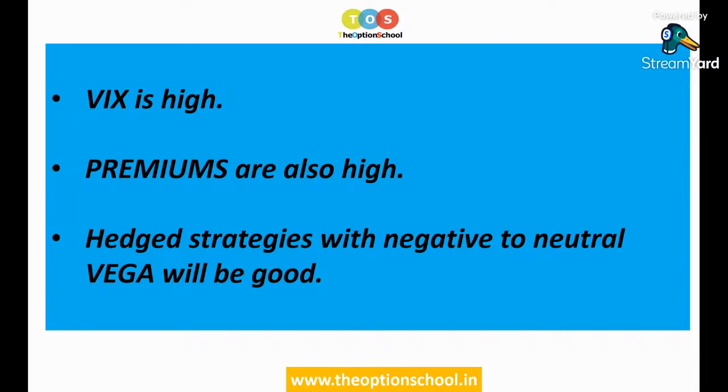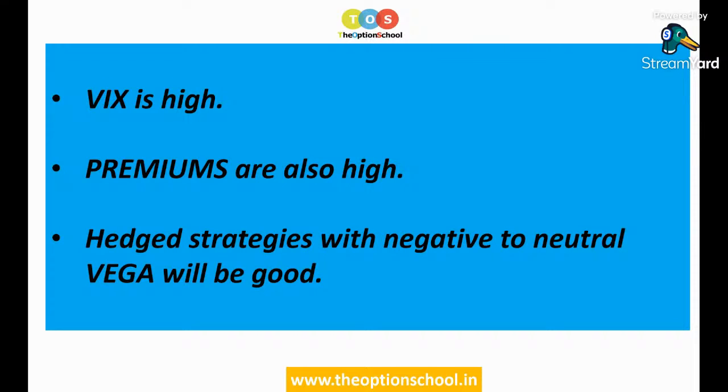So what do you mean by negative to neutral vega? Vega is basically a parameter which will tell you that in case implied volatility or VIX from now onwards goes up and your trade is having a negative vega, it will start giving you a loss. But if your trade is having a neutral vega, then you have in a way created a trade which is not at all afraid of whatever changes in VIX are happening.